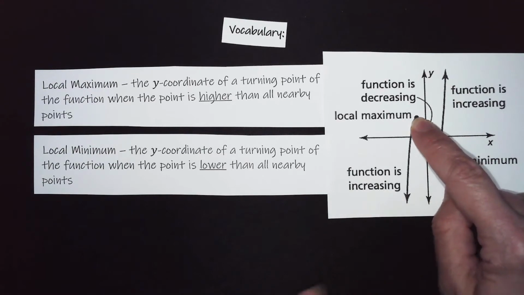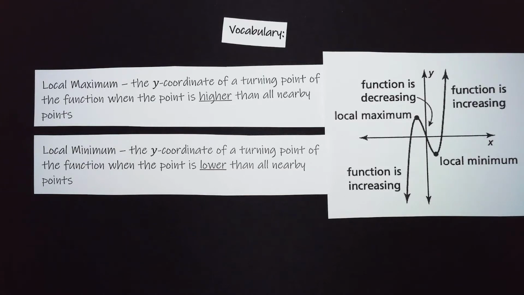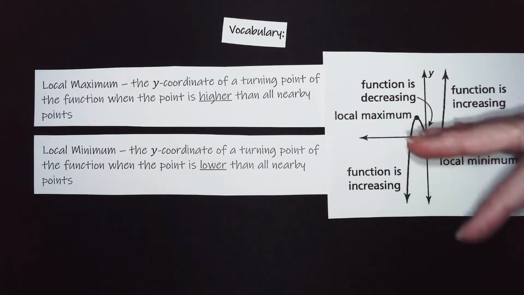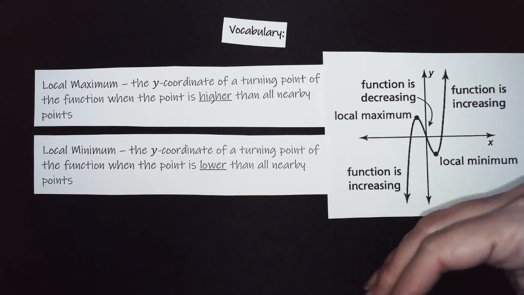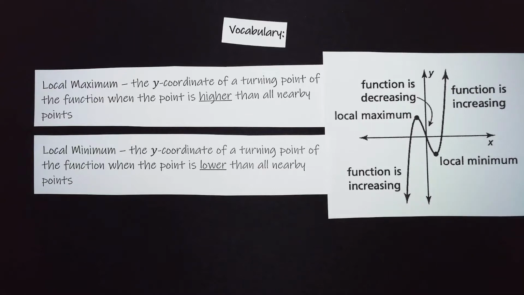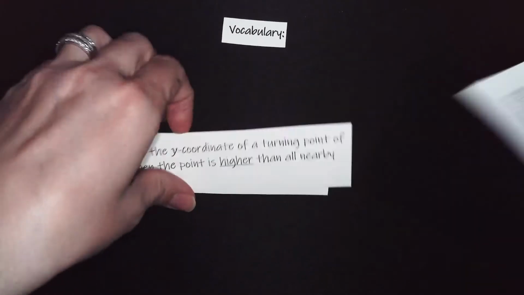It's called local because this graph actually goes on to infinity, so its maximum is actually infinity, and its minimum is actually negative infinity. That's why we call them local. It's like what we can see in the graph.